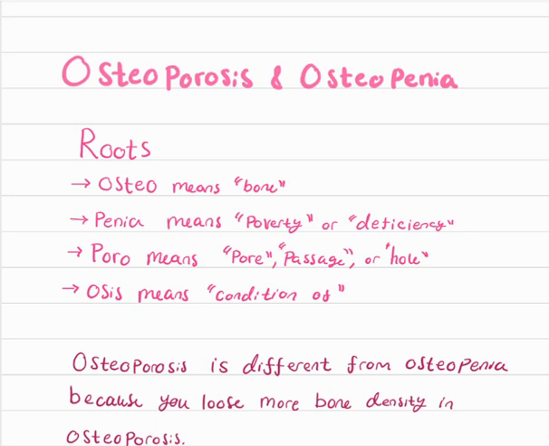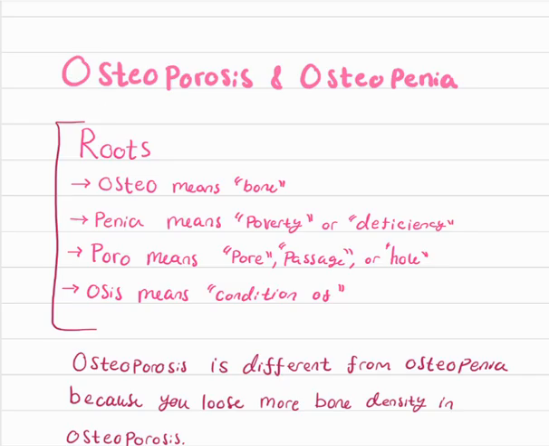Okay, so I wanted to go over osteoporosis and osteopenia and what their differences are. I think it'd be easiest to start with the roots of the words. We have osteo, which means bone; penia, which means poverty or deficiency; poro, which means poor passage or hole; and osis, which means condition of.